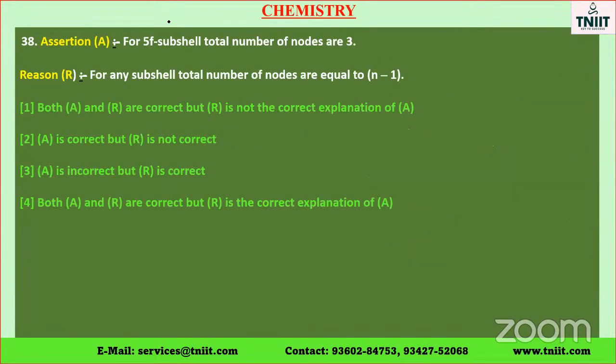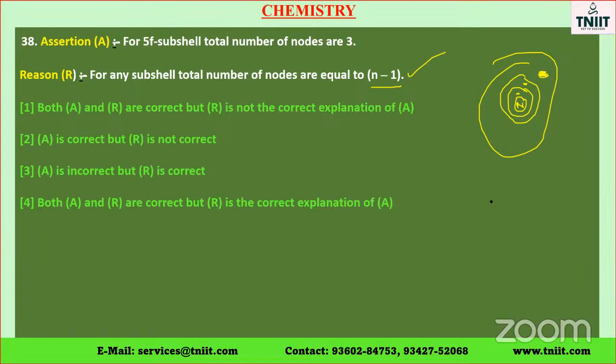The next question is an assertion type question. So we have the 5f subshell. For any subshell, the total number of nodes is given as n minus 1. If we talk about a nucleus here, first orbit, second orbit, third orbit, these are all called nodes, where there is no probability of finding an electron. So the total number of nodes is given by the formula n minus 1. This is correct. Now they're asking, for the 5f subshell, what are the total number of nodes.